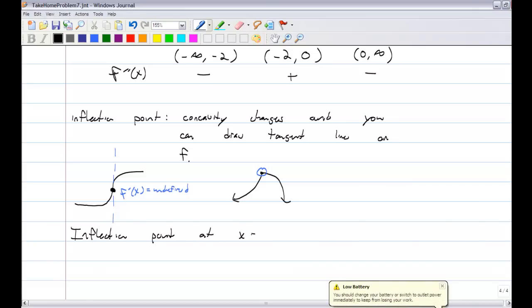Inflection point at x equals negative 2 because f of negative 2, low battery, and I'll plug this in real quick, okay, let me grab my charger.